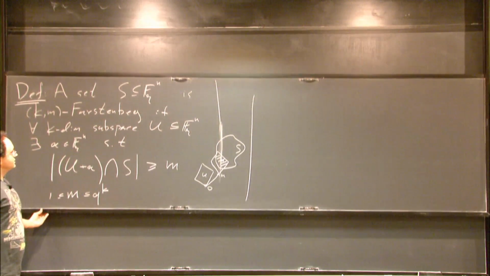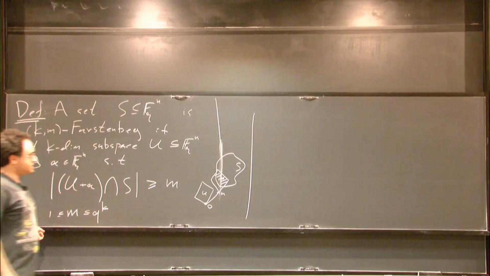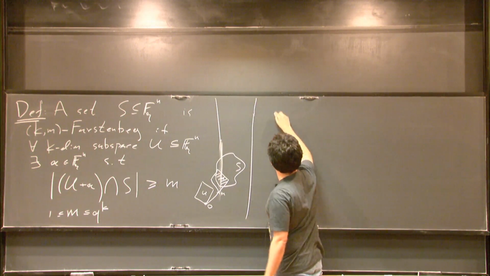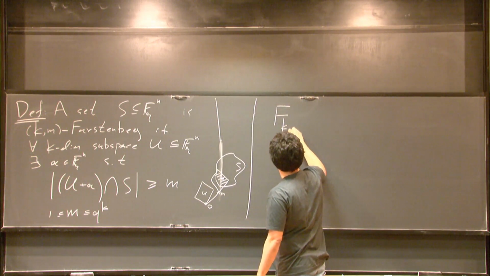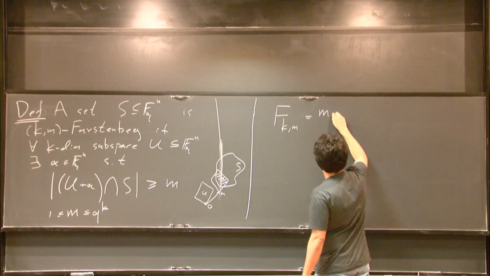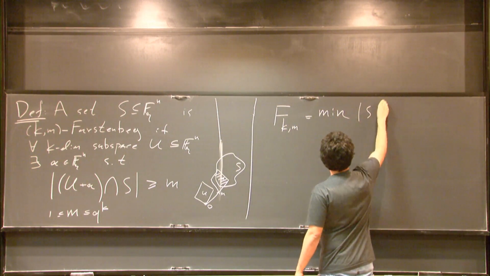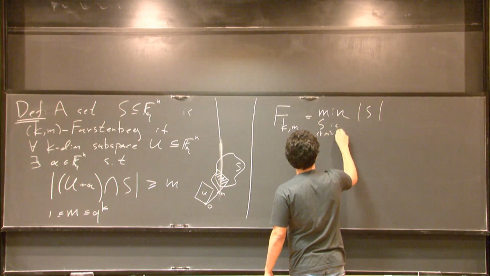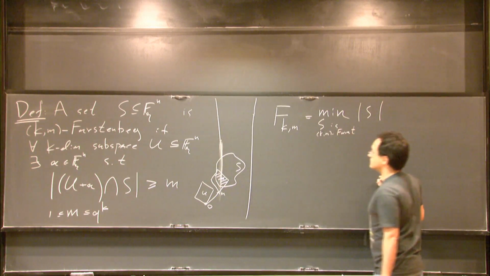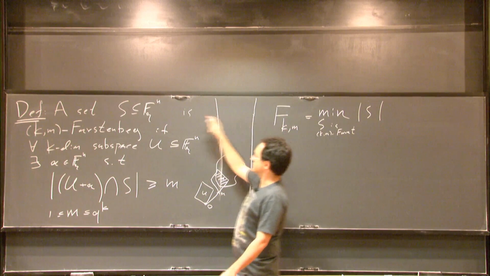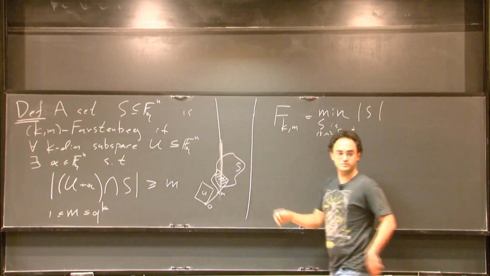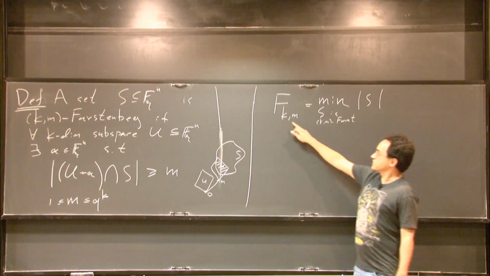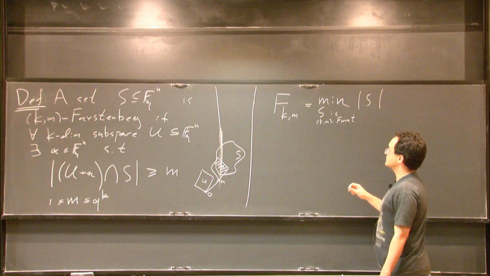So the question is, how small can these sets be? Let's make a little definition. Let's call F(k,m) the smallest size of such a set, where S is (k,m) Furstenberg. There are two more parameters that I could include here, q and n, which also play a role, but let's keep it simple for now. The two important ones are k, the dimension, and m, the intersection.